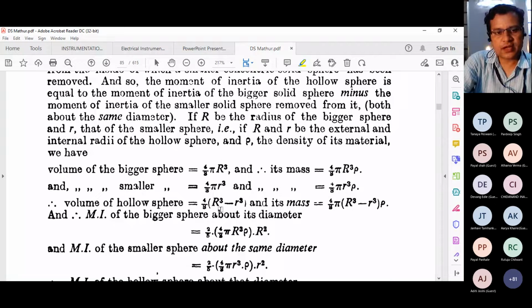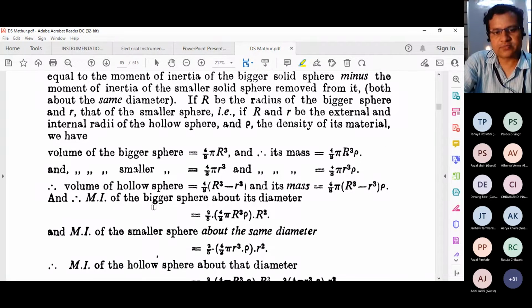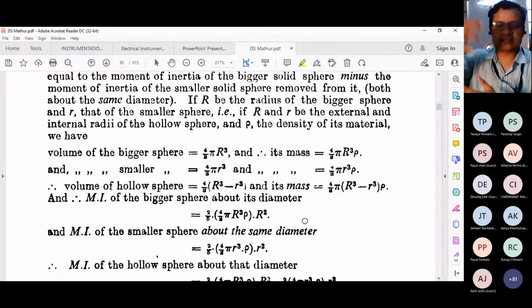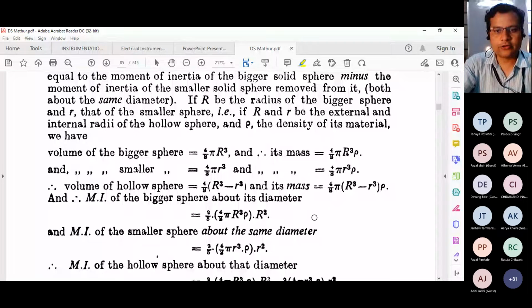Okay, and you just know what is the moment of inertia of the bigger sphere about its diameter. You just calculate it right now. It's 2/5 when it is a bigger sphere, because this is the sphere which is solid, of radius R. You just multiply that with its mass.